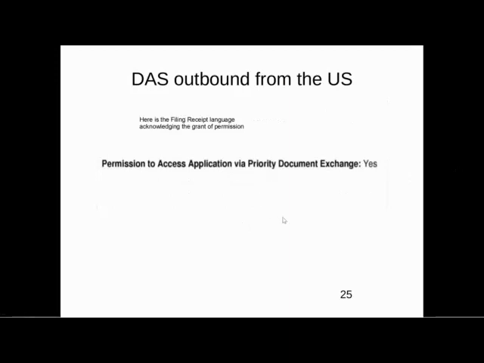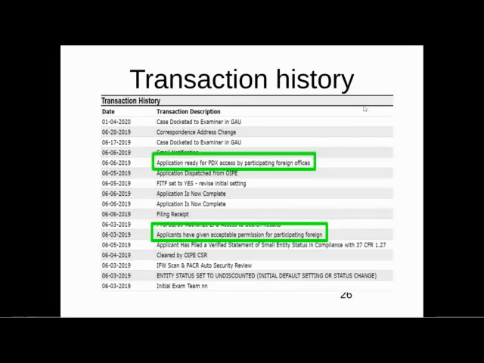Assuming that you do successfully make it available to the DAS system, what would happen next? Well, when you're proofreading that filing receipt, we all proofread our filing receipts, right? When you proofread your filing receipt, there will be this sentence that says, yes, I did give permission to access the application via priority document exchange. And so if you had a goal of making your application available to the DAS, part of that goal is going to include keeping an eye on your filing receipt to make sure that you really see the word yes here on your filing receipt.